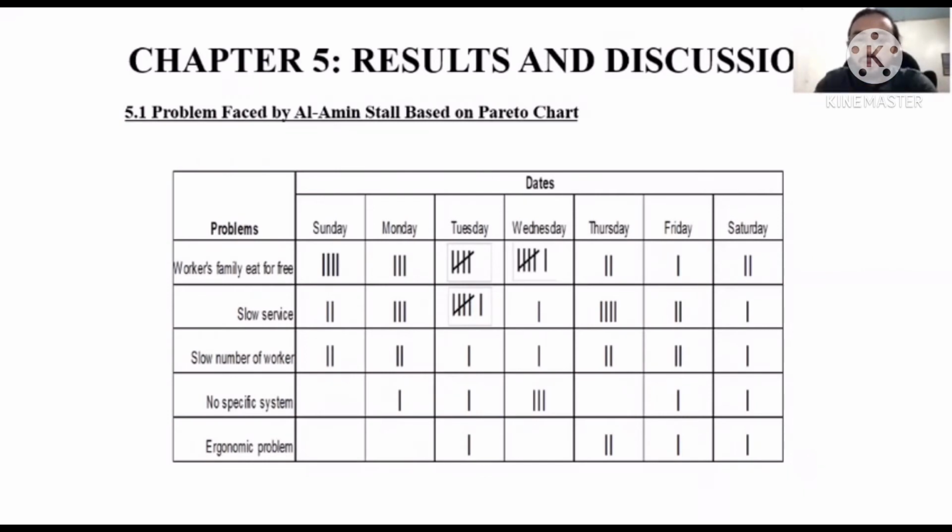We identify the problems of Al-Amin stall and the frequency that happen in a week from Monday to Sunday, which are worker and family eat for free, slow service, small number of worker, no specific system, and ergonomic problem.